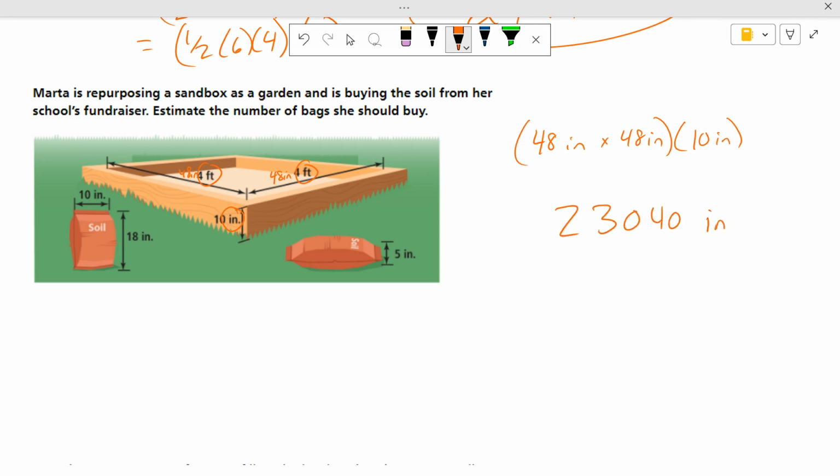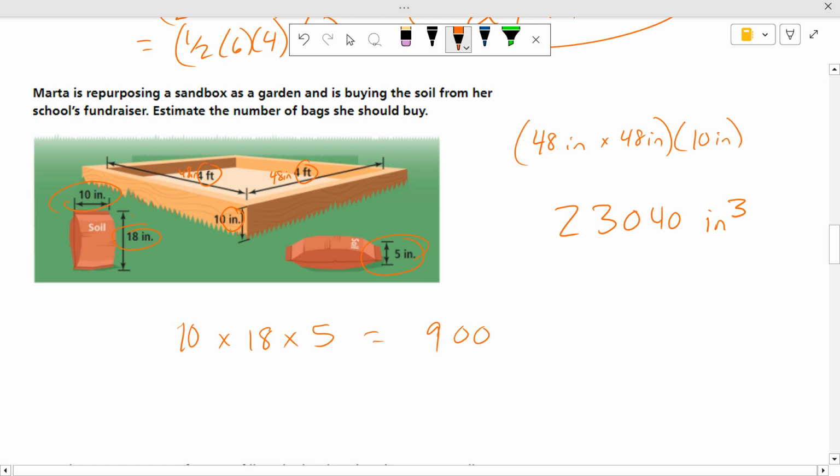23,040 inches cubed. Now, a bag of soil is 10 inches by 18 inches by 5 inches. So let's take 10 times 18 times 5. Length times width times height. Okay? And what's 10 times 18 times 5? 300. 900.